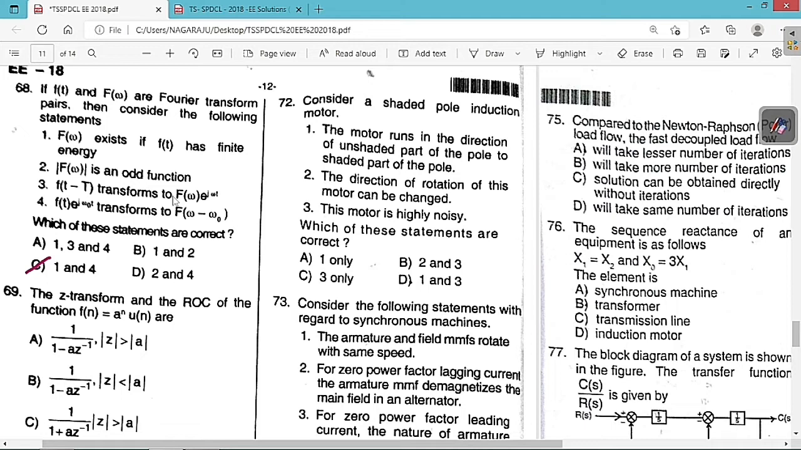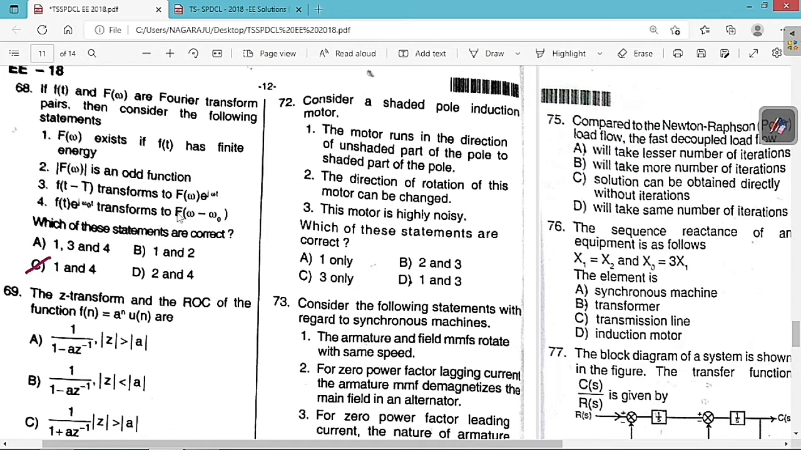So it has to be e^(−jωt0). But they have given plus here, so it is wrong. So f(t − t0) always has the Fourier transform e^(−jωt0) F(ω). Here they have given positive, so the statement is wrong. But for the first statement, yes, it is always true.